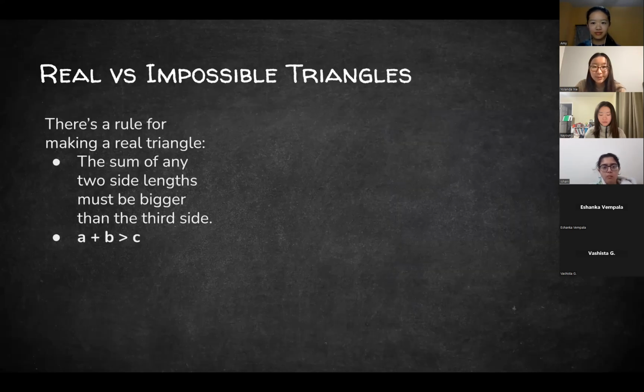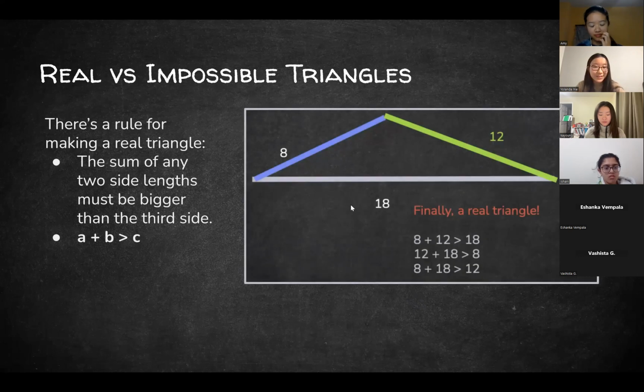Yeah, so this is the rule I was talking about. If we set C as the longest side of the triangle, then the sum of the two shorter sides must be bigger than the third side if we are going to have an actual triangle. So this is a very important formula. Remember this one.